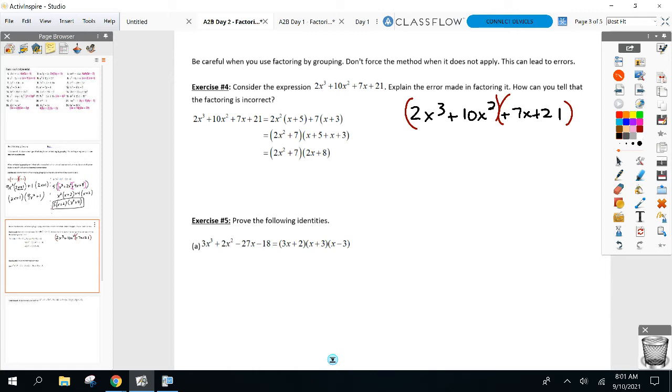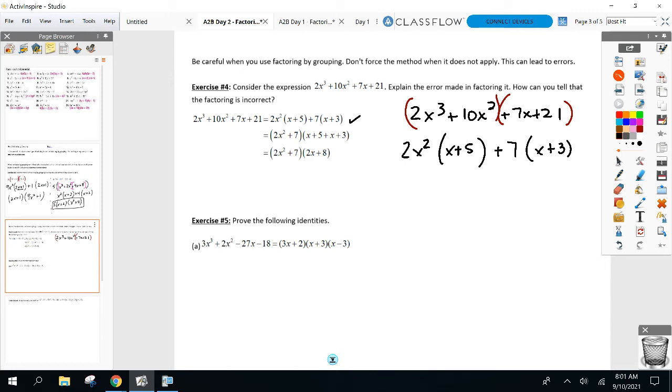They took out a 2x squared, which we would have all taken out of the first one. And if I divide everything by 2x squared, we would have gotten x plus 5, right? All good? So everything seems to be all right so far. We would have taken out a 7 from this right side and been left with x plus 3. So this right here is correct, right? That's all set.